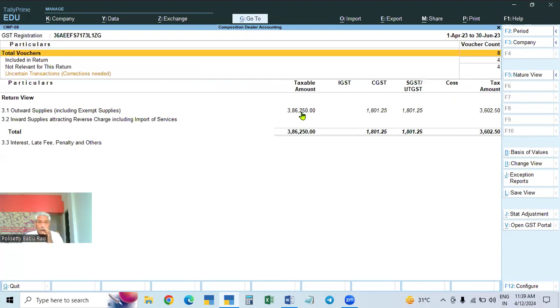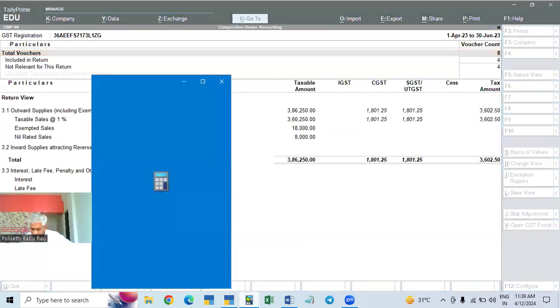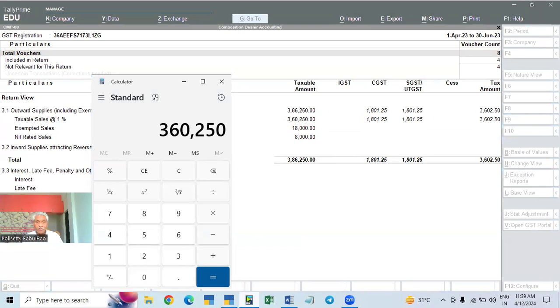This is the taxable amount, but this includes taxable goods, related goods, and exempted goods. We have to pay tax of 1% only on taxable goods. The details, where you will get them, is here: you click Alt F1. See, taxable sales 1%, only 1 bill. That is 360,250. On that, 360,250 is the value of the taxable goods, and here into 0.5%. 0.5% is the tax, state and central.